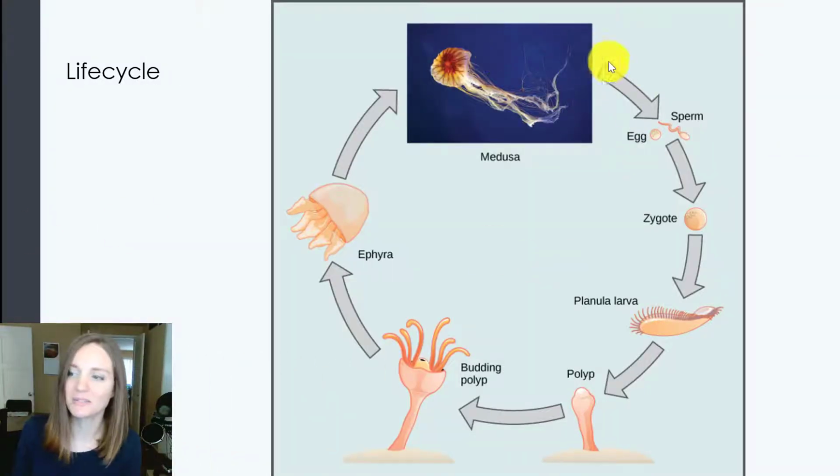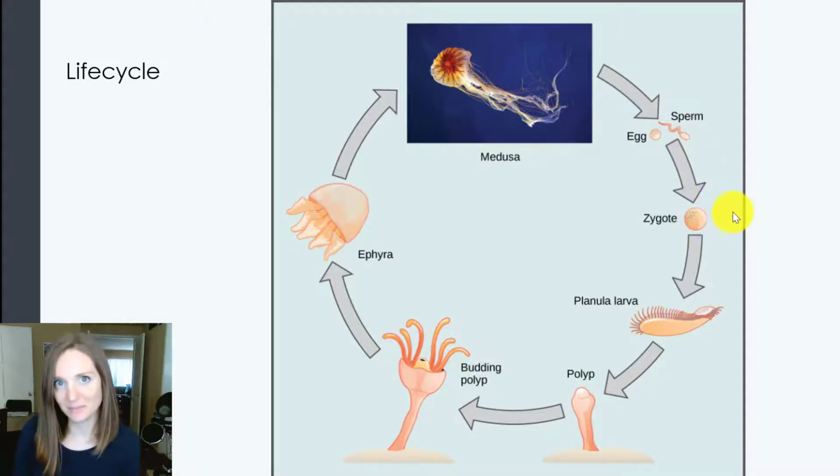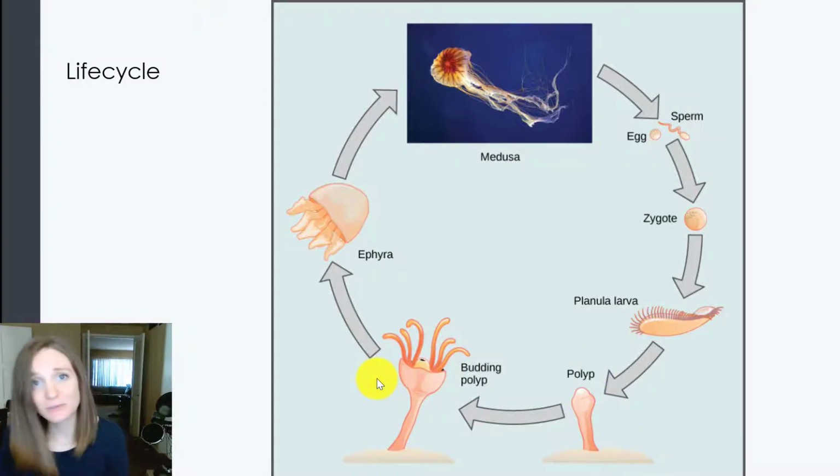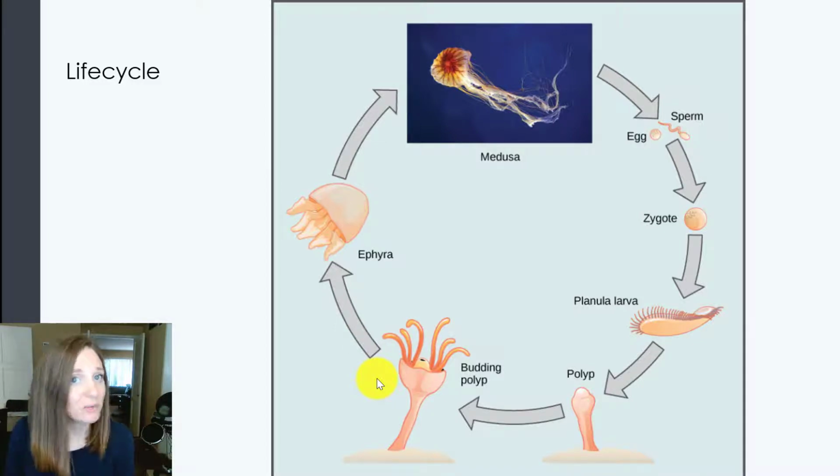So again, here's our medusa stage. It creates gametes. Those gametes fuse to create the next diploid stage, the zygote. The larva is going to settle into a polyp. The polyp just hangs out, does its thing. Eventually, either seasonally or at certain temperatures or certain signals from the environment, I'm not totally sure what triggers this, it will bud and form the ephyra, which are basically larval medusa stages. Those ephyra will then transition into a medusa stage and the whole thing starts over again.